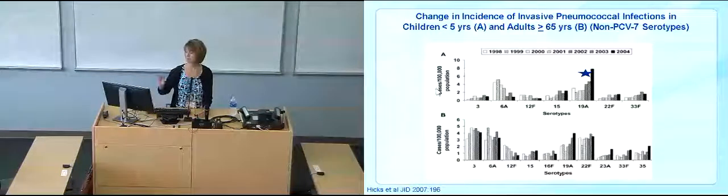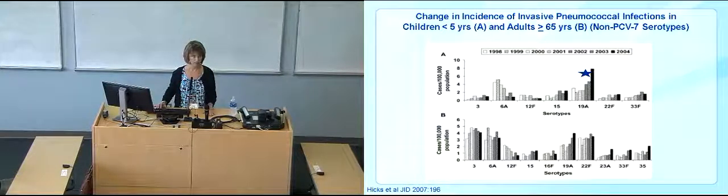The top set of graphs is kids less than 5, the population among whom you'd expect to see this, that's the vaccinated population, right? But then the bottom set of graphs are adults greater than 65. So you see the same thing in adults. Again, even though this isn't the group that's being targeted for vaccination, they're seeing the effects of this serotype distribution and transmission. So we have serotype replacement.